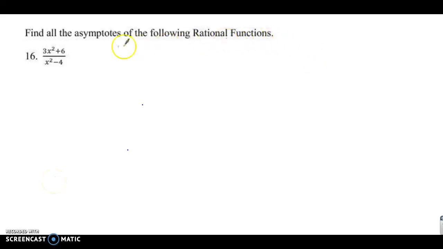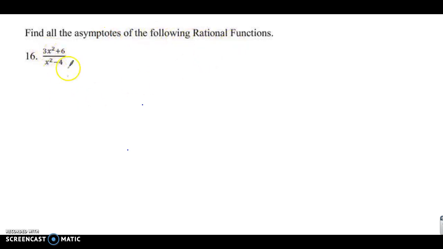Welcome back, and we're working on Algebra 2, Spring Semester Exam Review. These problems start at number 16, so I picked a few problems for us to work to give you a little bit of a help. So we're looking for the asymptotes for the following rational functions.